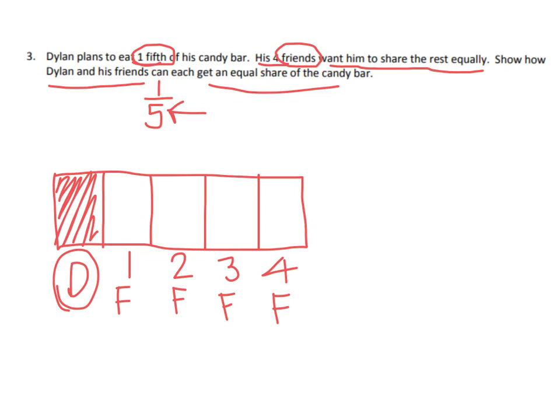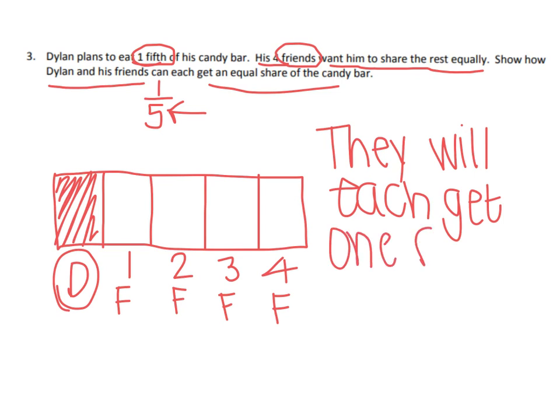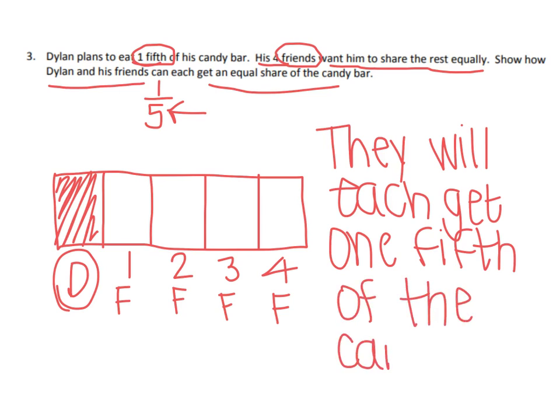So let's write that as a statement. They will each get 1/5 of the candy bar.